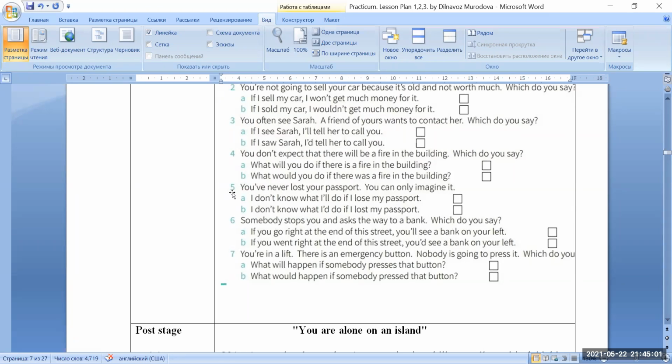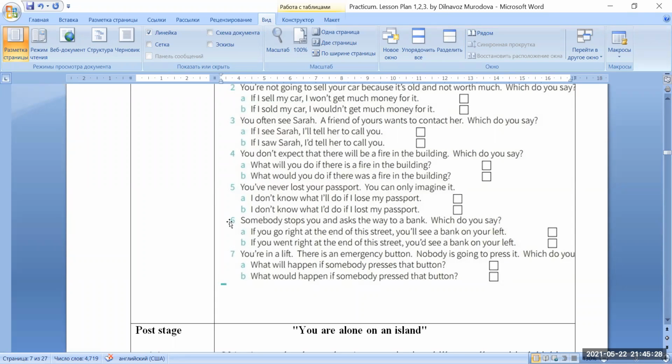Shahudat, are you here? You have never lost your passport. You can only imagine it. I don't know what I would do if I lost my passport. I haven't lost my passport, so it is an unreal situation. So that's why I have chosen B. Okay, thank you very much.